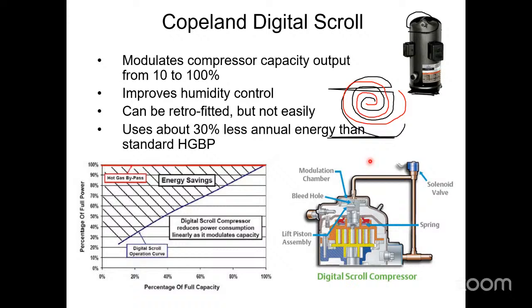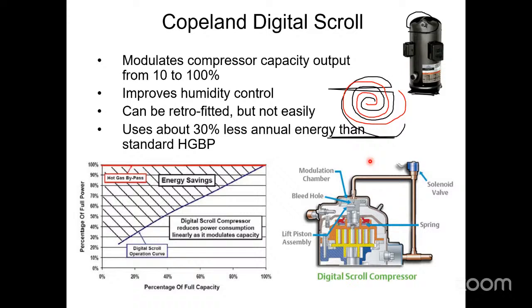What happens differently on a digital scroll, if I have the top scroll and the bottom scroll together and they're gyrating, is that a digital scroll temporarily disengages the two. It lifts it up, and it's still rotating, but it's not inside the other one, so it's not doing any mechanical work. It's not increasing the pressure. It's basically like you paused it and nothing's happening. And then it puts it back together and it does the work again. And then it separates them.